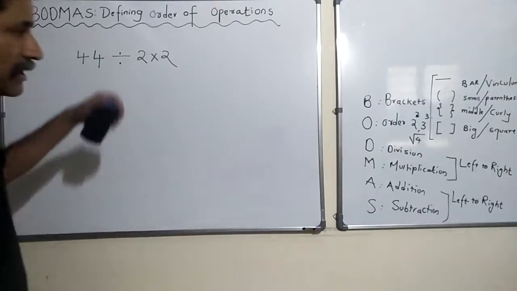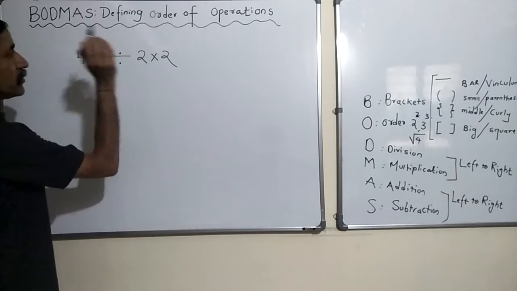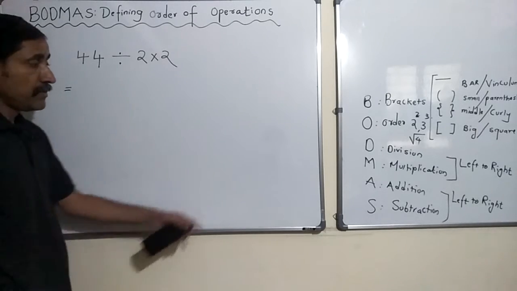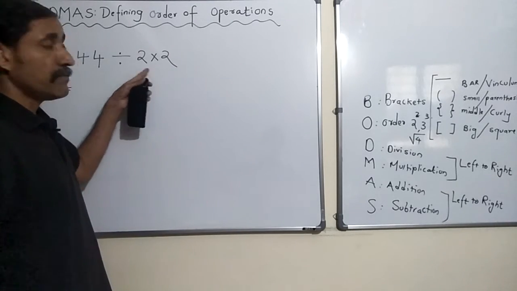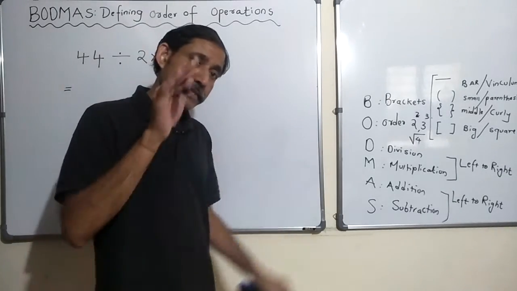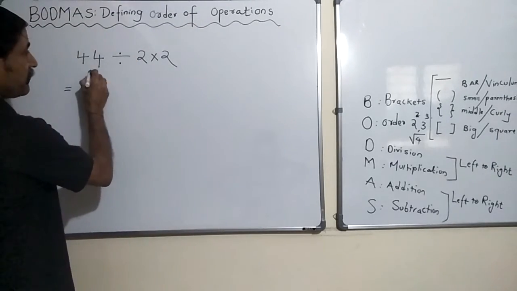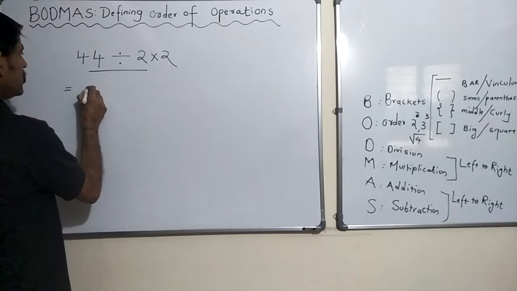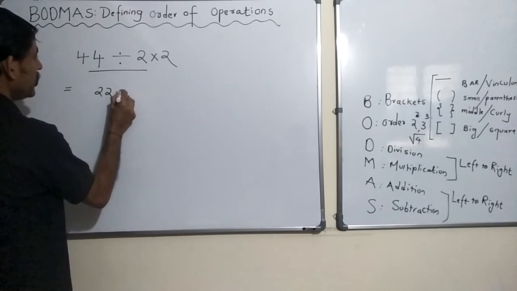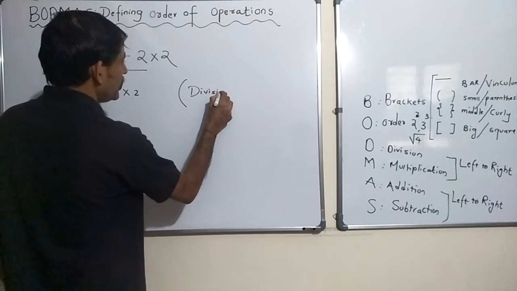Alright, so now let's take a look at this problem. This is 44 divided by 2 into 2. Now as per the BODMAS rule, should we solve division or multiplication first? Both division and multiplication have the same priority, so we proceed from left to right. Let's solve this first. 44 divided by 2 becomes 22 into 2. Is that correct? So division is what we did.